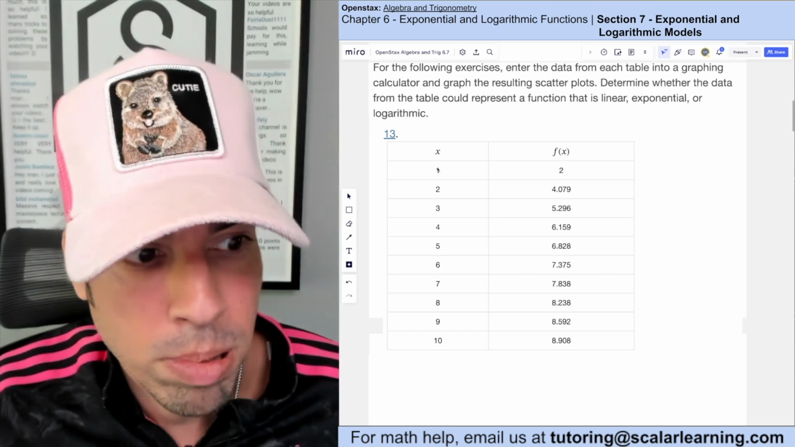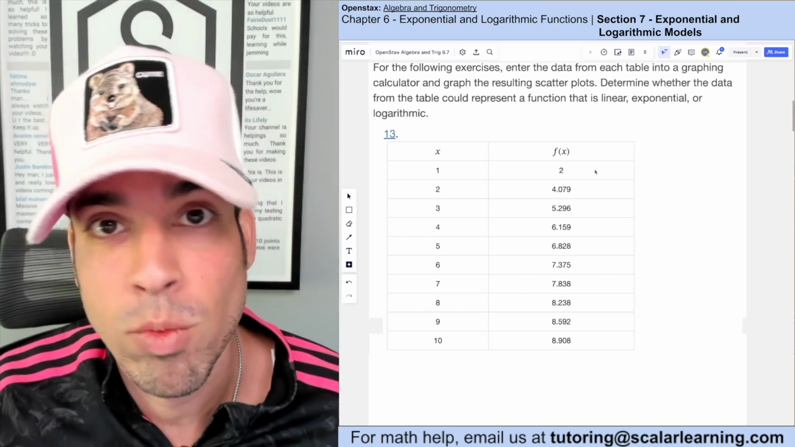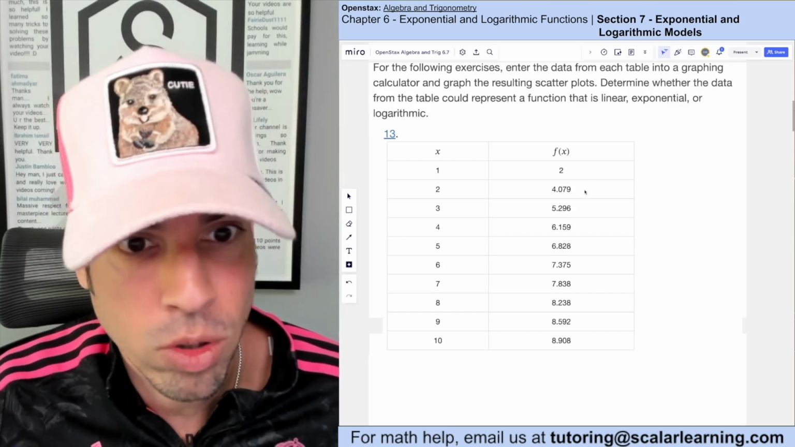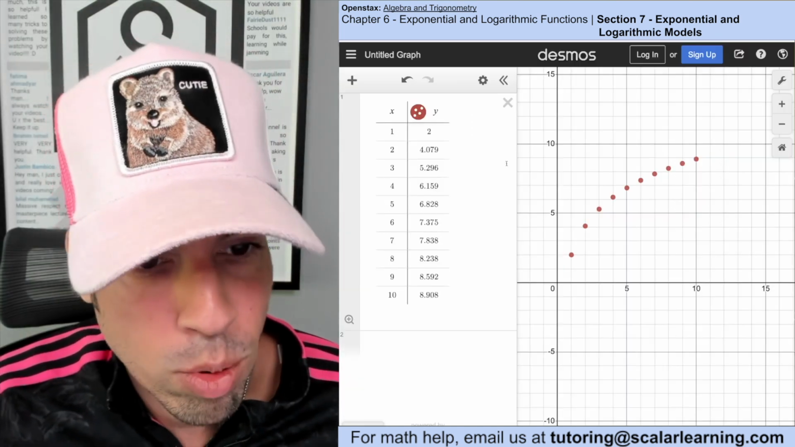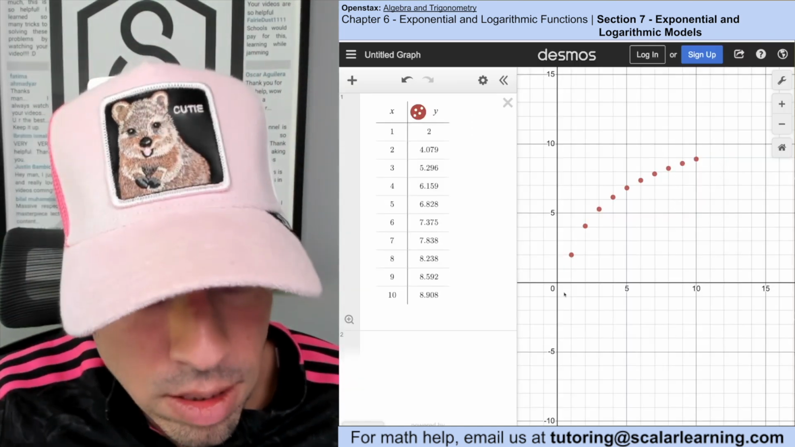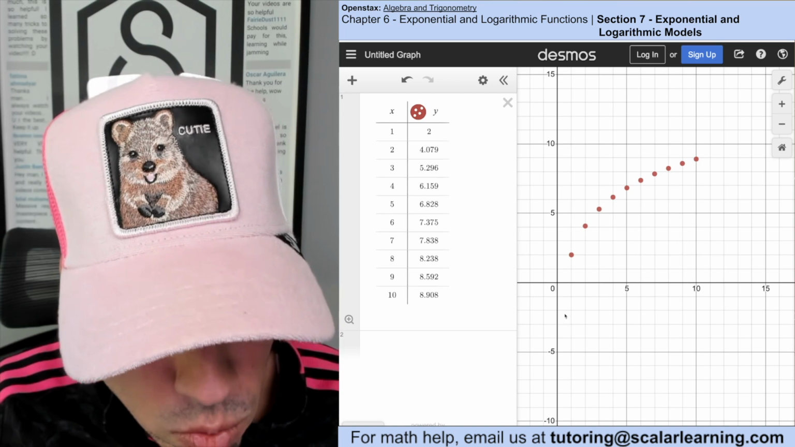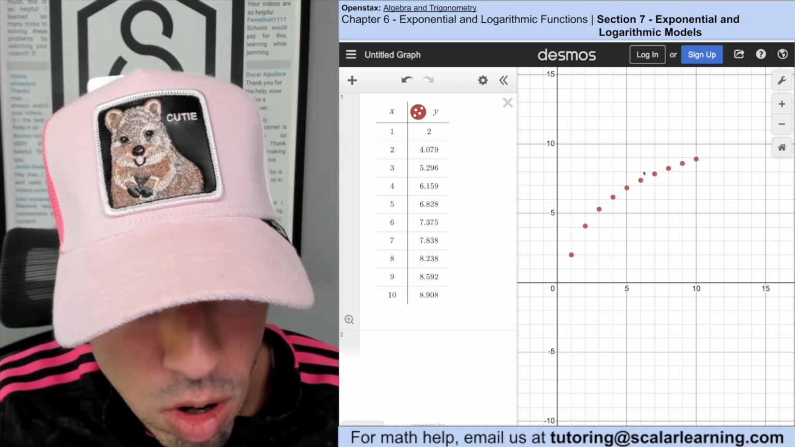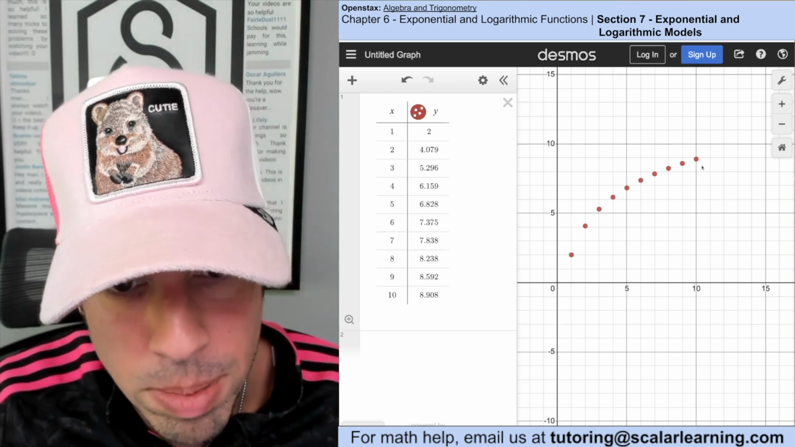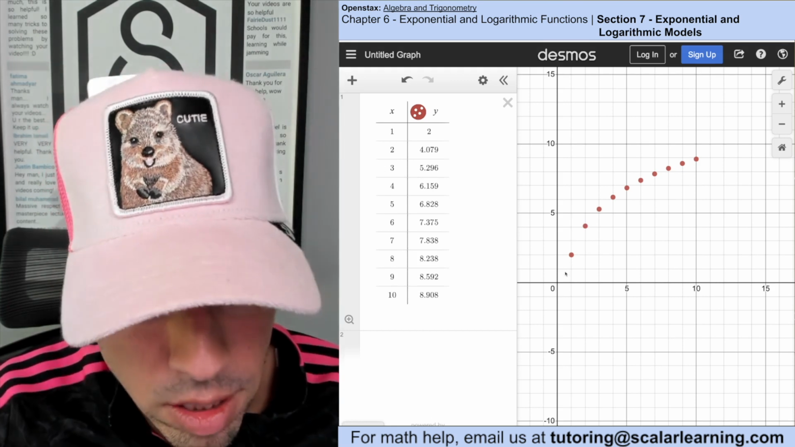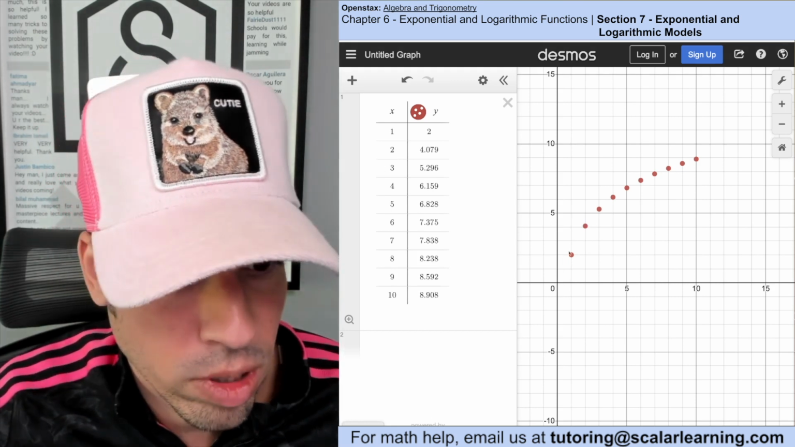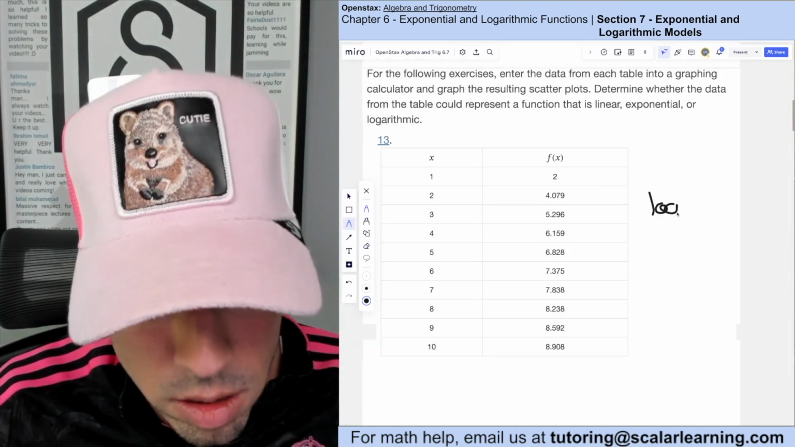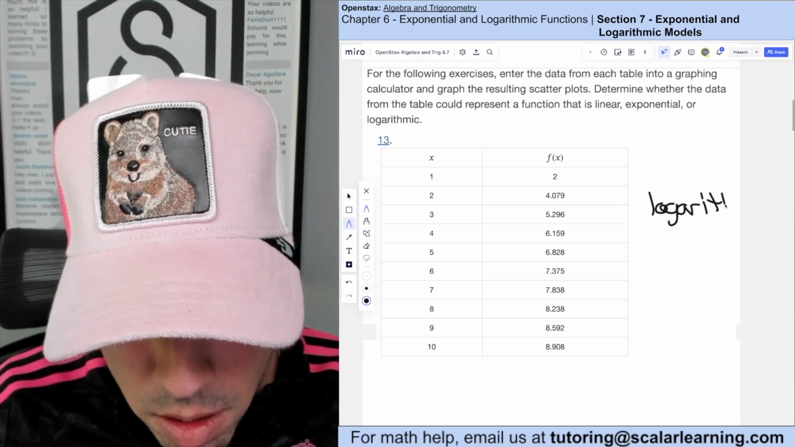So for this one, we're going to plot this in Desmos, and we're going to see if it represents logarithmic, exponential, linear, etc. Here we have all the points plotted out, and you can see that this has a nice logarithmic look to it, right? It's kind of going across and leveling out, but it's still going to go up and up and up forever. And here it looks like it's got a vertical asymptote at x equals 0. So 13 is definitely logarithmic.